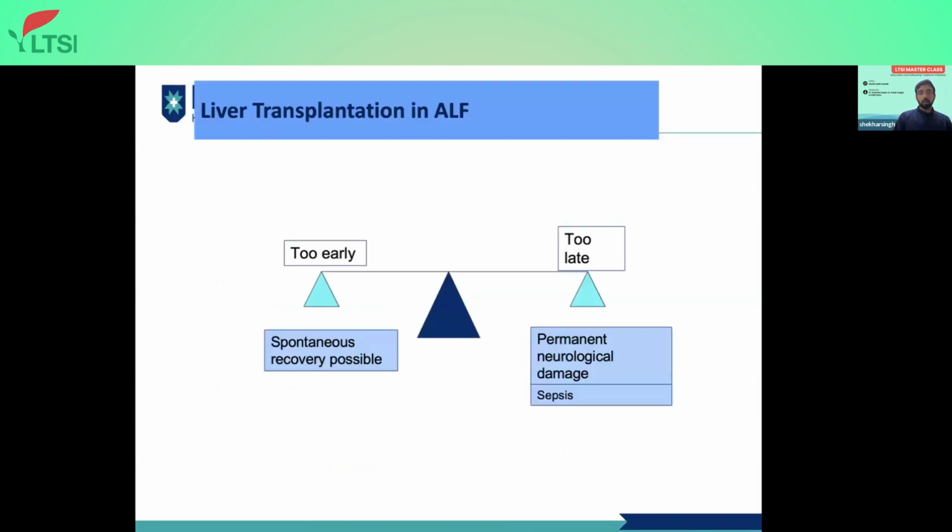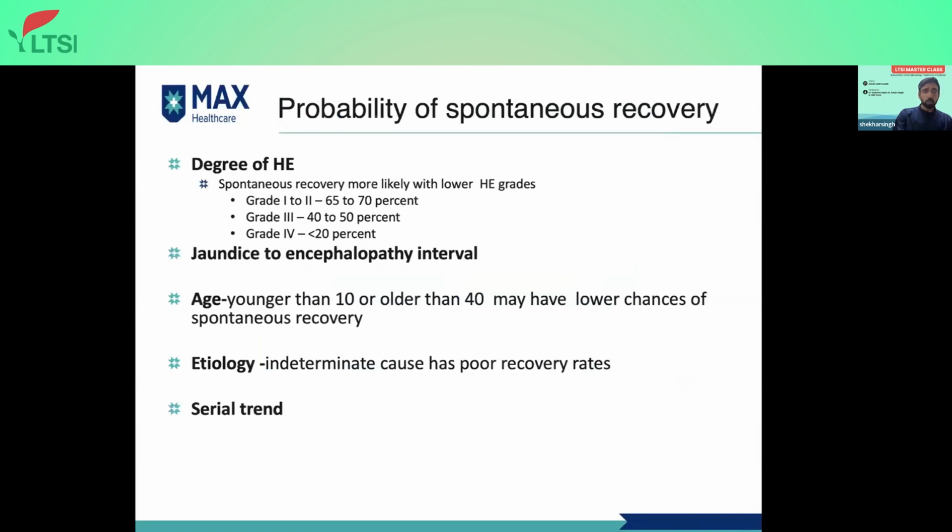In liver transplantation, the most important clinical decision making is when to do the liver transplant. We always avoid doing LT early, to avoid transplanting a patient in whom spontaneous recovery is possible, while also avoiding transplant too late because this can lead to permanent neurological damage, sepsis, multi-organ dysfunction, and the transplant can be futile. So there are a few important prognostic factors that decide whether a liver patient is going to recover spontaneously without LT.